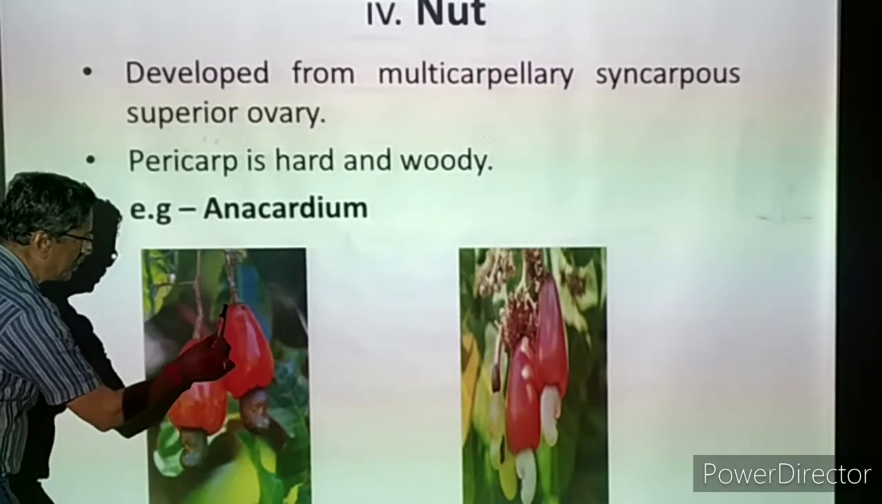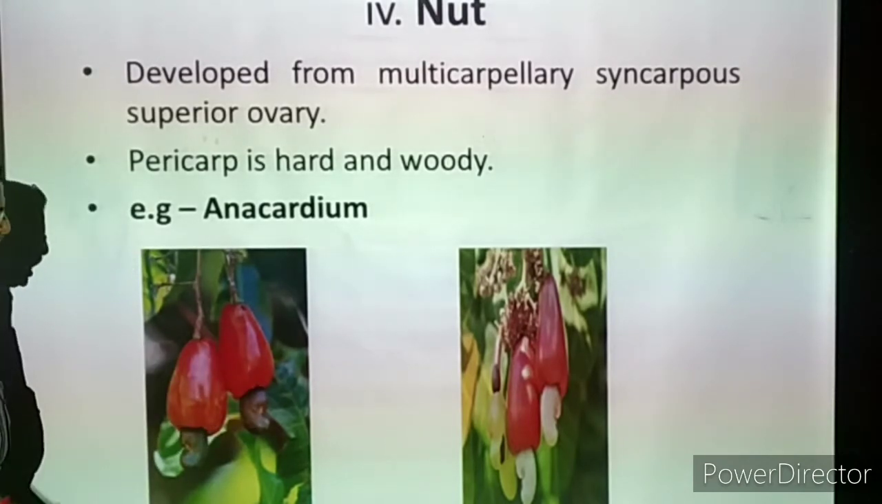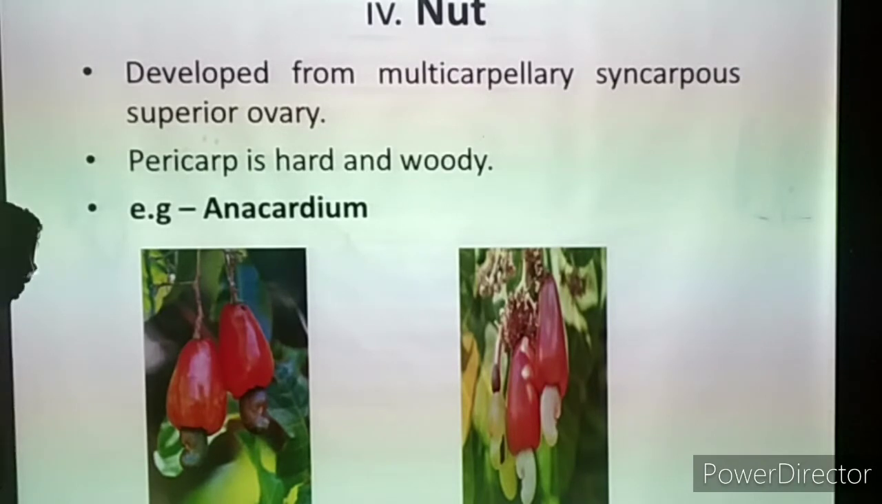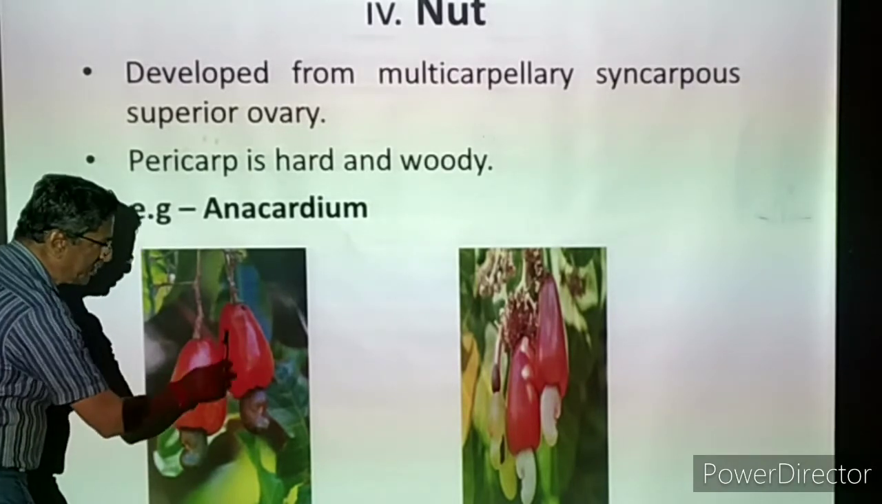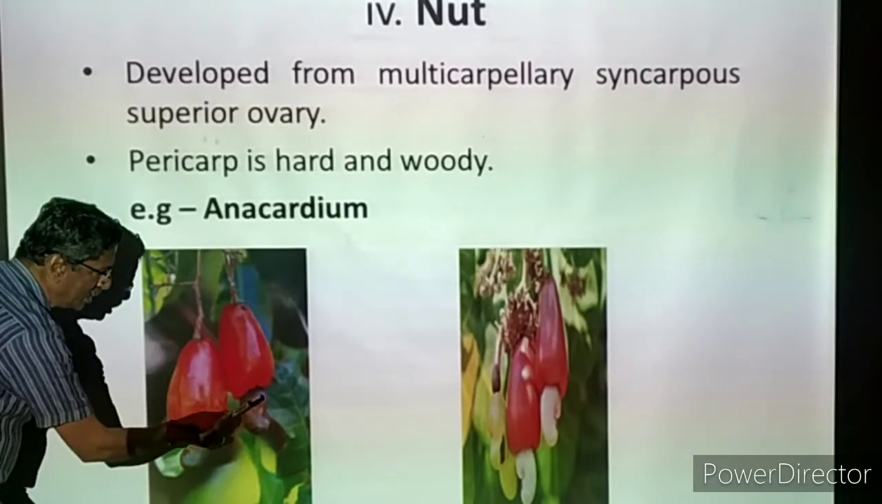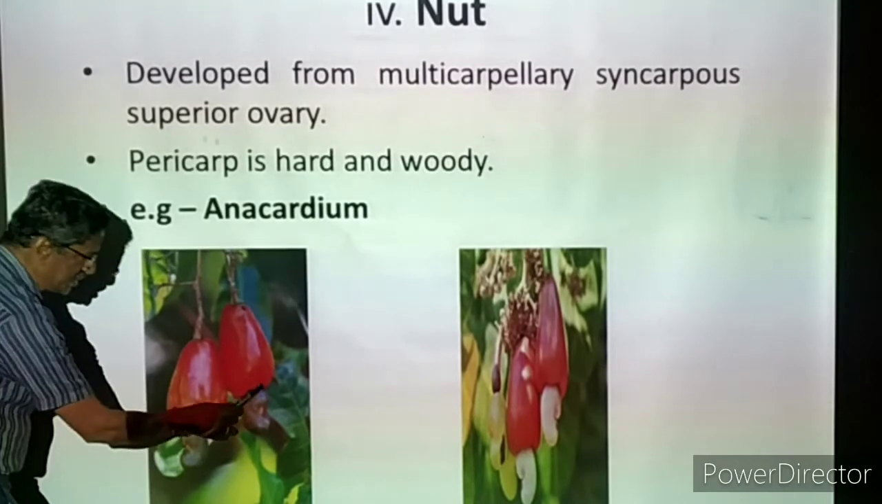Now we are taking this cashew. You can see a large red part. Actually it is a thalamus. It is not part of the fruit. It is very thick, fibrous, bulgy and fleshy, but it is not edible. The actual fruit is present here.